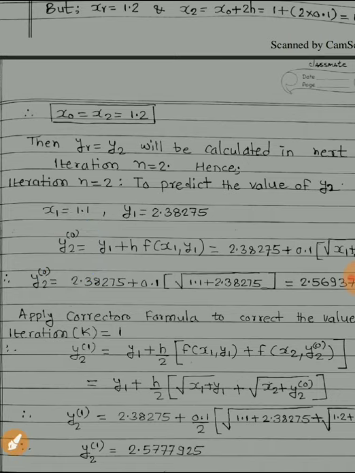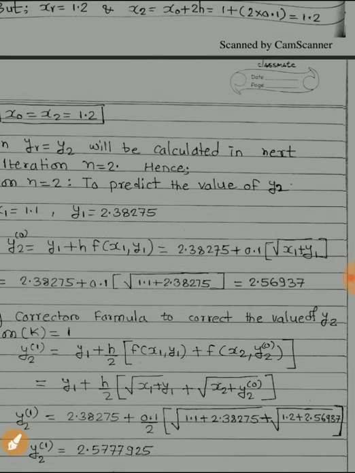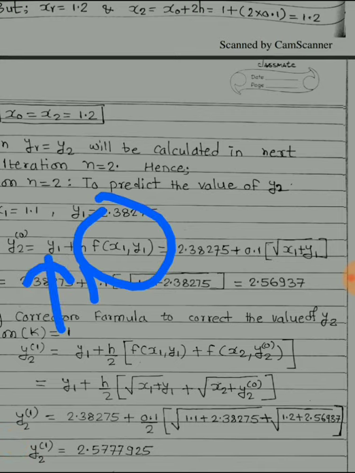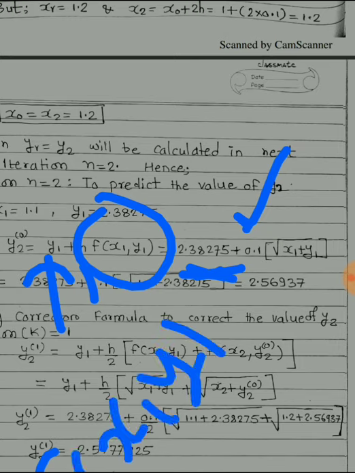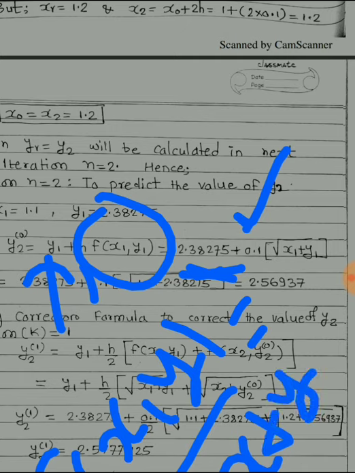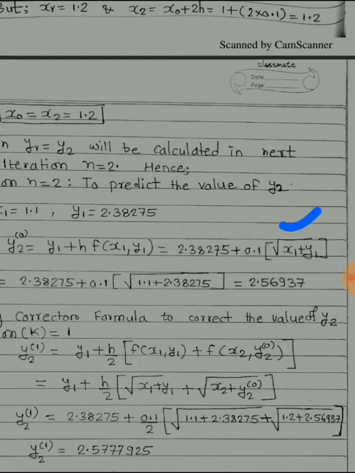Okay, so friends, if we put the values in this formula for y1, h and f of x1 y1, we get y1 equal to 2.38275 plus h, which is 0.1, and as we know f of x y for this problem is the square root of x plus y. So if I want f of x1 y1, that becomes the square root of x1 plus y1, as shown here, right?